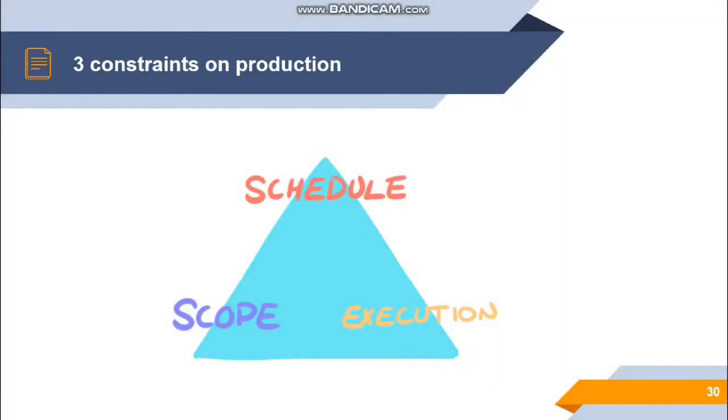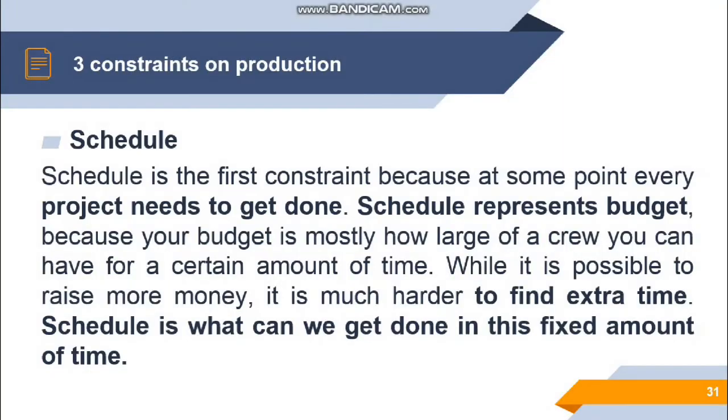So let's now proceed to the three constraints on production. We have the schedule, scope, and execution. The first one is the schedule. So this is the first constraint because at some point, every project needs to get done. Schedule presents the budget, and the budget is mostly how large of a crew you can have for a certain amount of time. So the more budget you have and the more crew you have, the costlier it is to make. While it is possible to raise money, it is much harder to find extra time. Schedule is what can we get done in this fixed amount of time.